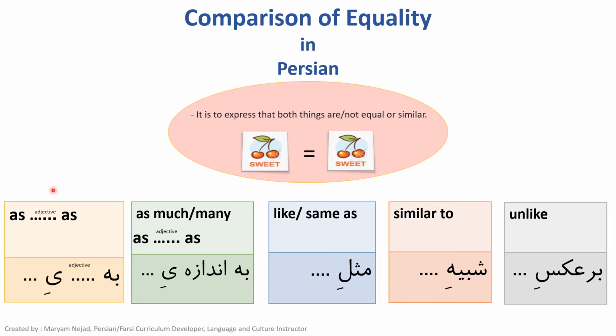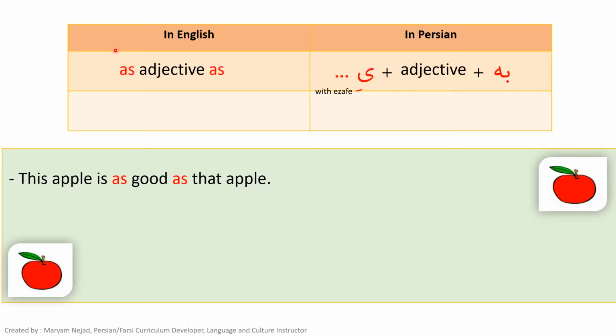Here in this slide, you will see different ways that we use in Persian to express that both things are or are not equal or similar. We are going to start with the first comparison, and I'm going to use this example to explain the point. So we want to say this apple is as good as that apple. So as you can see here, we have as, the adjective, and another as in English.